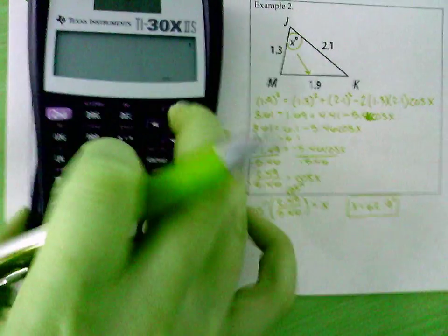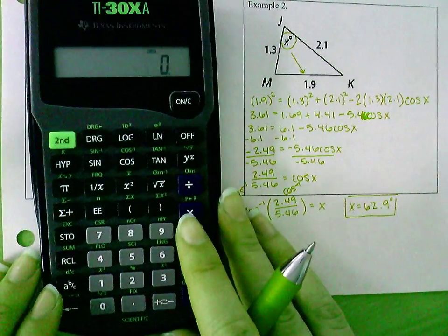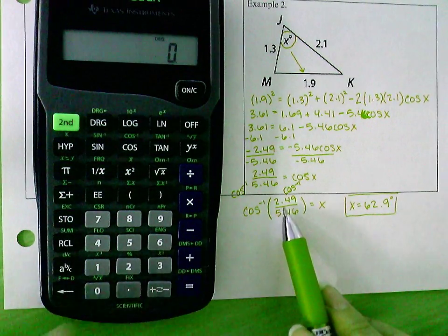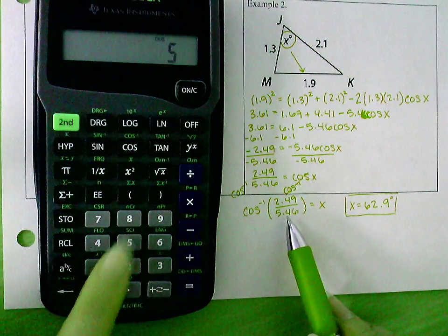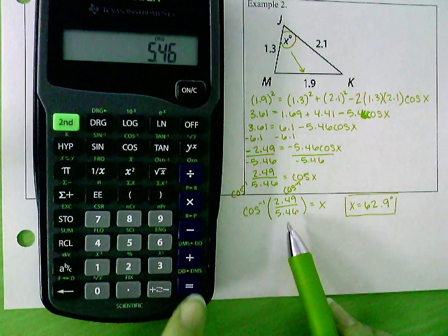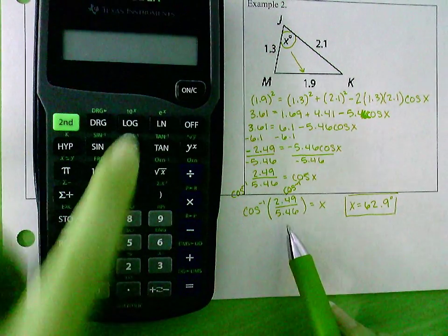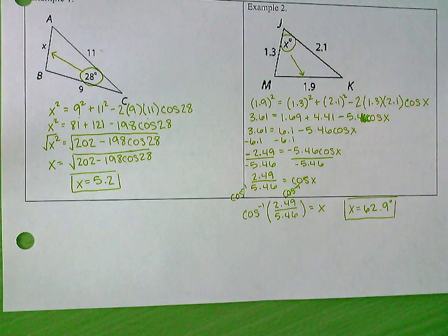Okay, on your other calculator here, you're going to type in your fraction first. So 2.49 divided by 5.46. Press equals to get that decimal, and then second and cosine. Just like you were before when we were taking the inverse. Okay, questions on that one?